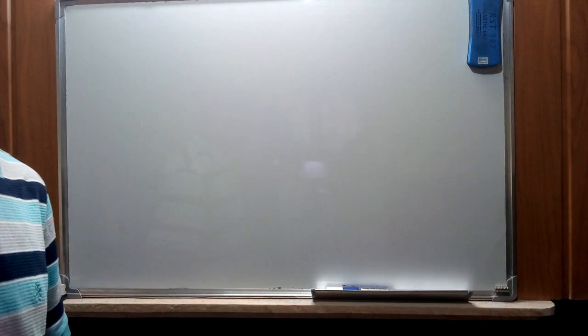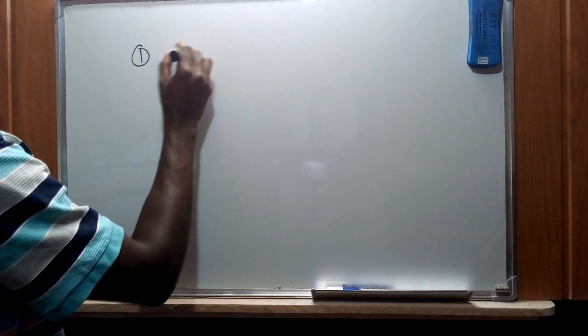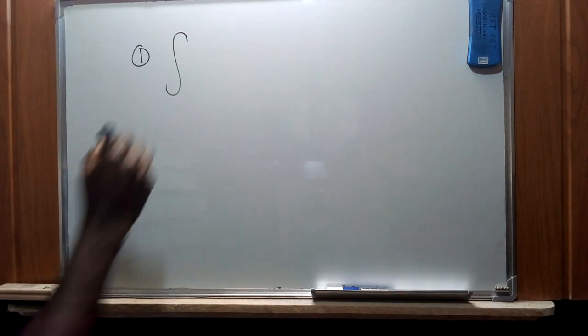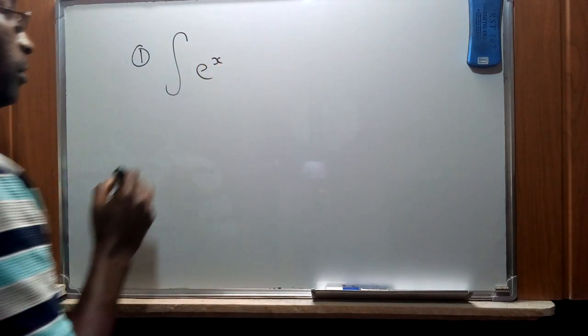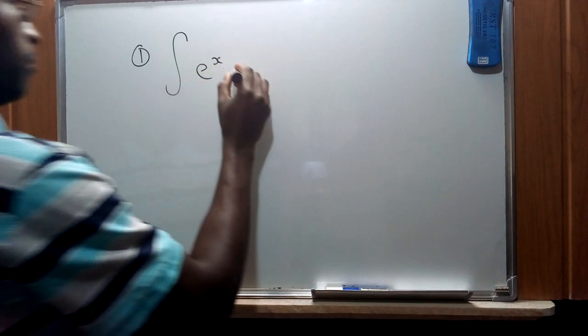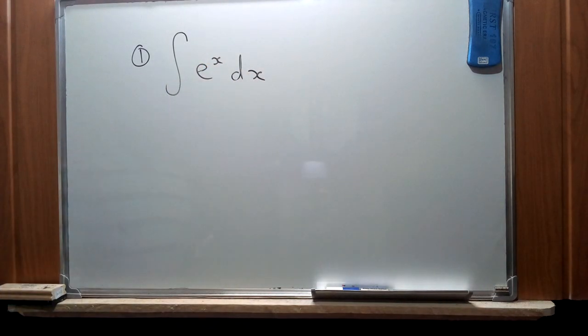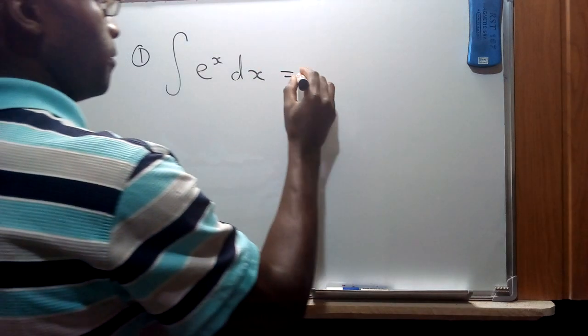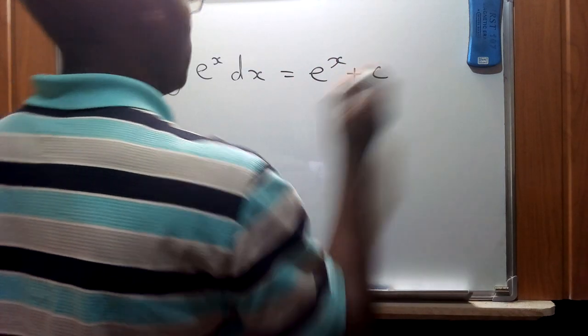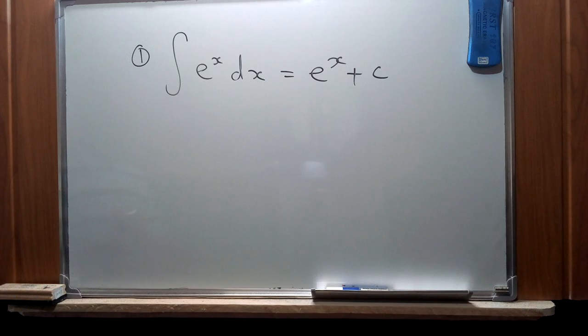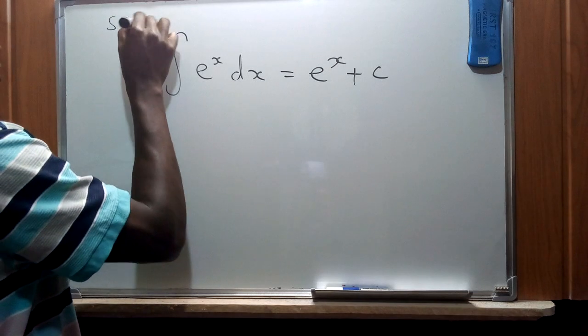I'll start by introducing these two basic rules. The simple exponential rule is of the form: the integral of e raised to the power x dx is given as e^x plus c. This is the simple exponential rule.